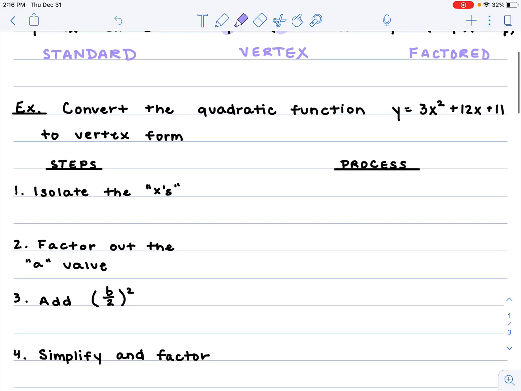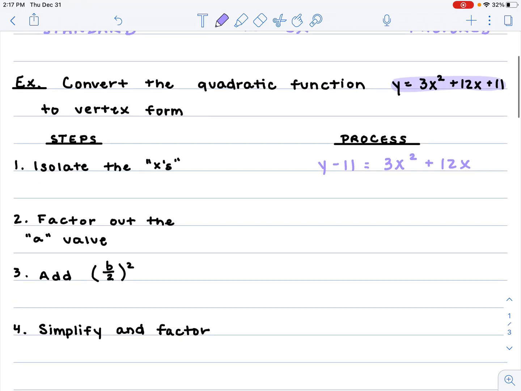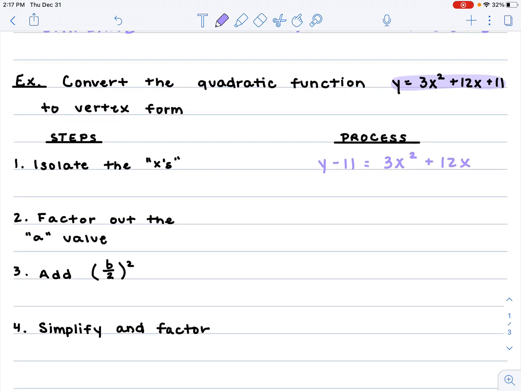So the first thing it said, isolate the x's. If I'm looking at 3x squared plus 12x plus 11, I'm going to subtract that 11 over. So we have y minus 11 equals 3x squared plus 12x. Okay, step one, done. We isolated the x's. Step two, we want to factor out the a value. If I'm looking at this, my a value is 3, so I'm going to factor that a value out.